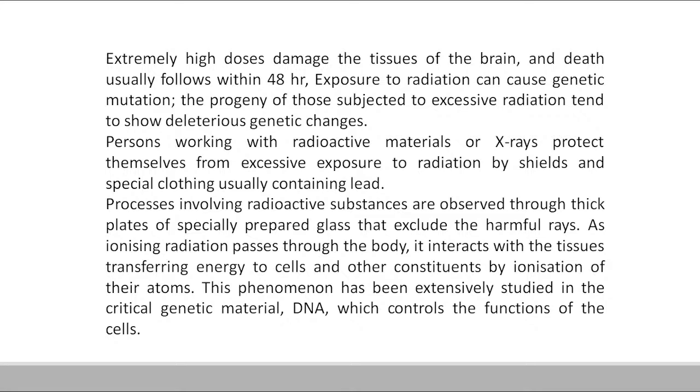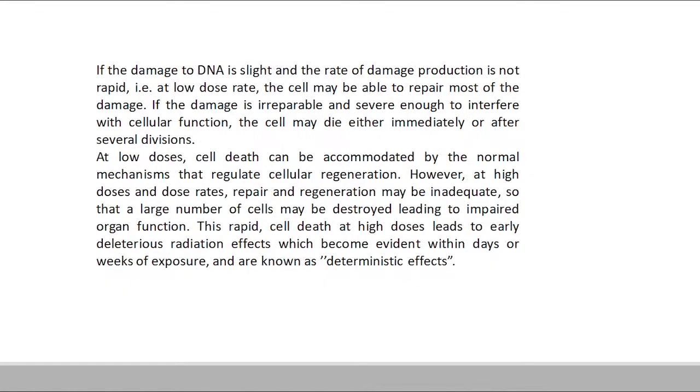As ionizing radiation passes through the body, it interacts with the tissues, transferring energy to cells and other constituents by ionization of their atoms. This phenomenon has been extensively studied in the critical genetic material DNA, which controls the functions of the cells. If the damage to DNA is slight and the rate of damage production is not rapid, at low dose rate, the cell may be able to repair most of the damage. If the damage is irreparable and severe enough to interfere with cellular function, the cell may die either immediately or after several divisions.